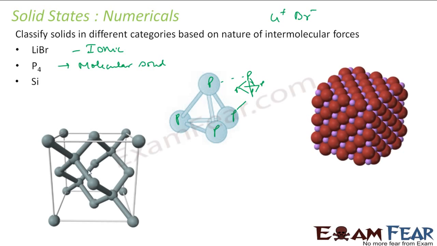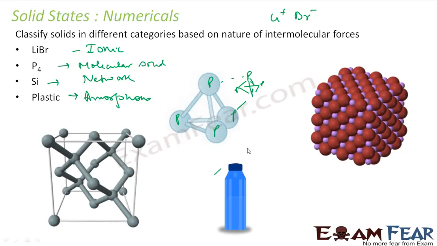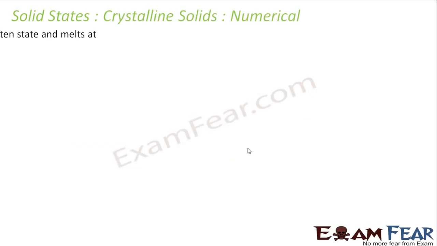The next is silicon. See, this is a silicon structure. There are so many silicons. It forms a network. So it is a network or covalent solid. Normally silicon and carbon form network solids. Then we have plastic. Plastic is amorphous, it's not crystalline. This is my plastic, it's amorphous.